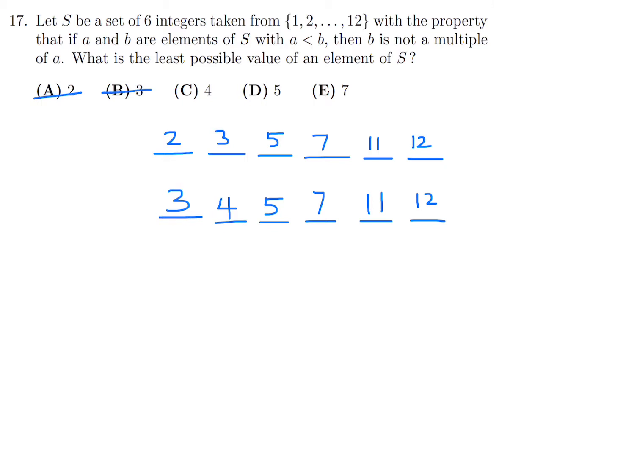It's also a multiple of 4. Okay, 3 didn't work. Let's try 4. Put 4 as my smallest. 5, that's good. 6 is good. 7 is good. 8, can't put 8 because that's a multiple of 4. 9, can I put 9? Yes, I can. 10 is a multiple of 5, can't put that, but I can put 11.